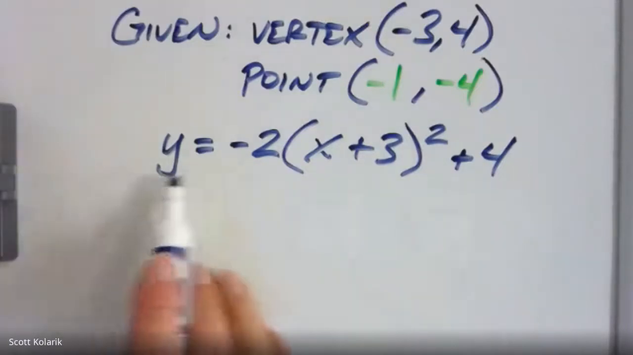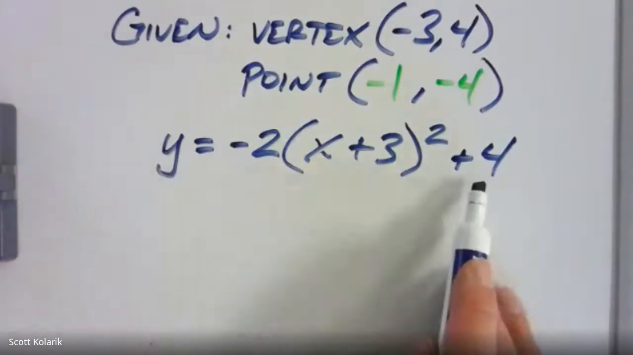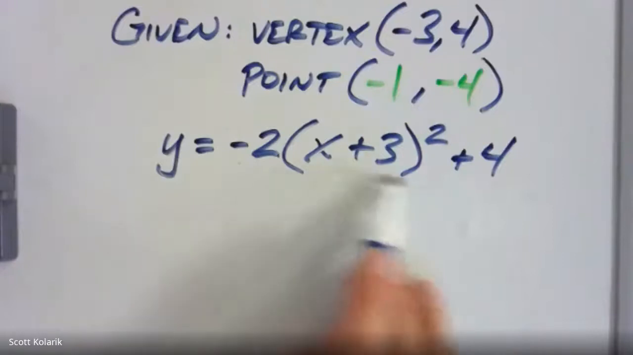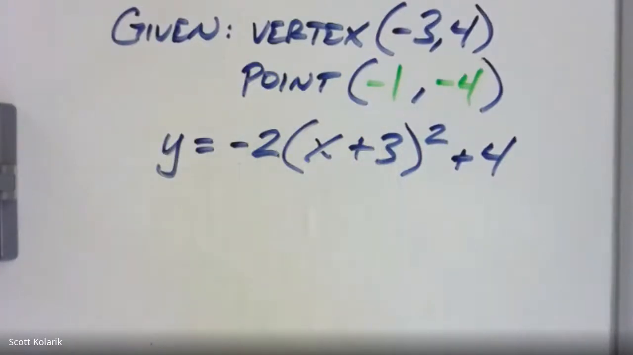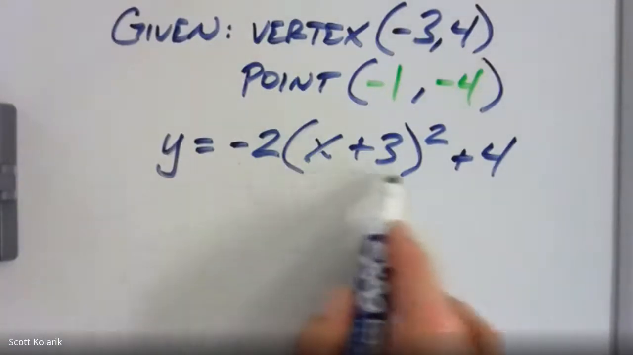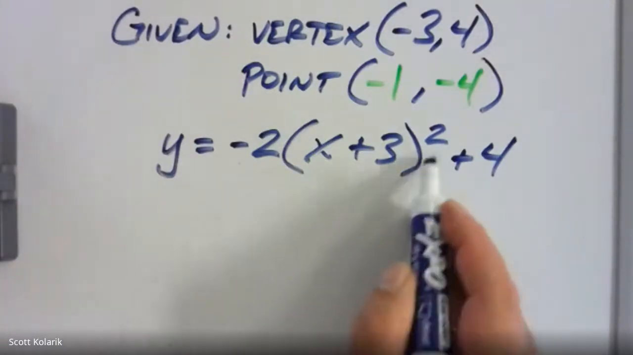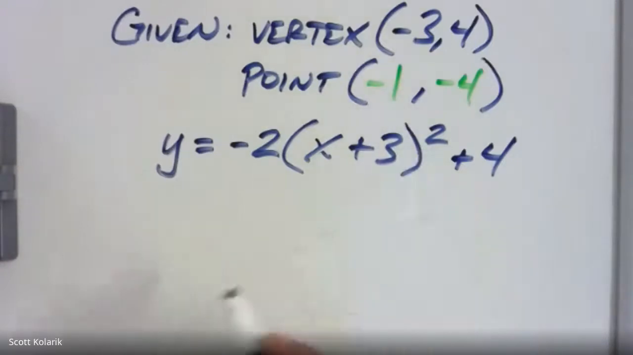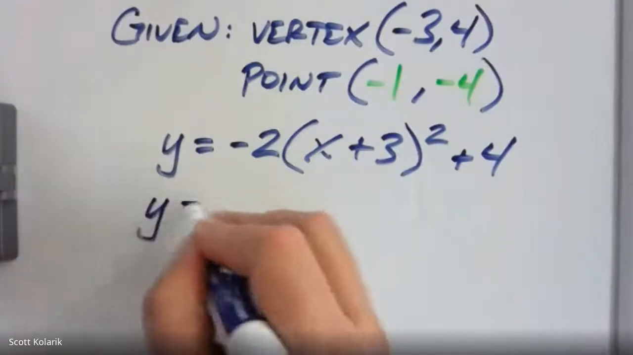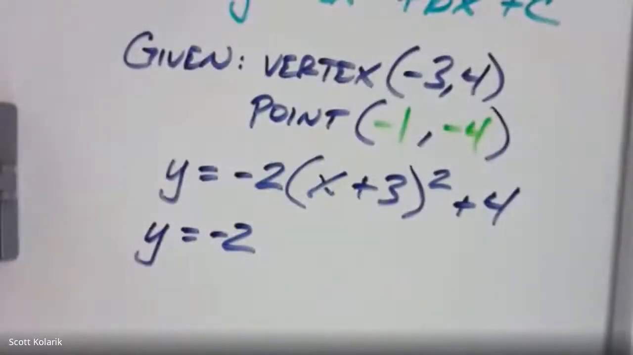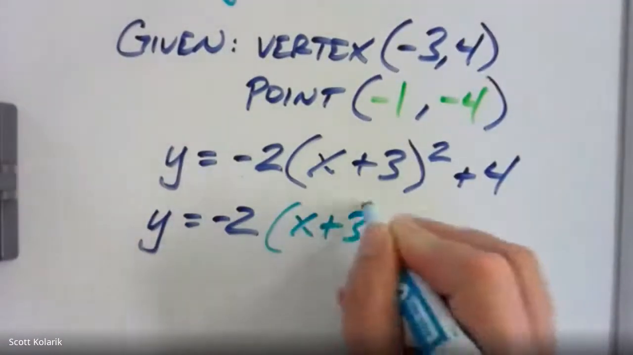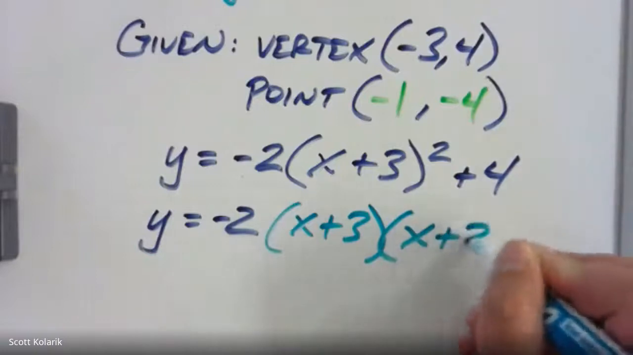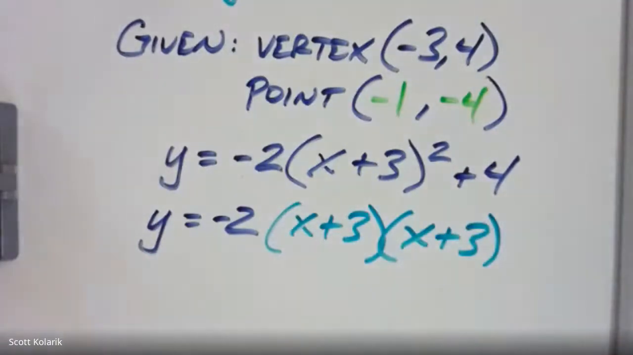So at this point, now that I have my completed vertex form, I have to go through the process of distributing, collecting like terms to rework this into ax squared plus bx plus c. So now I'm going to take this x plus 3 and multiply it by itself doing the squared action. So another way to rewrite that would be this -2, sorry, and then x plus 3 times x plus 3. That's another way of saying squared. And then the plus 4 on the back end is still there.